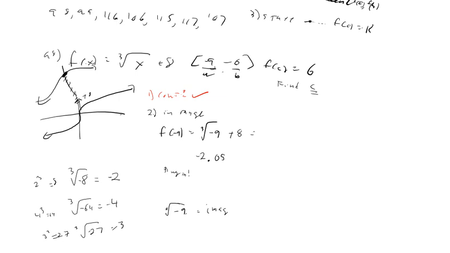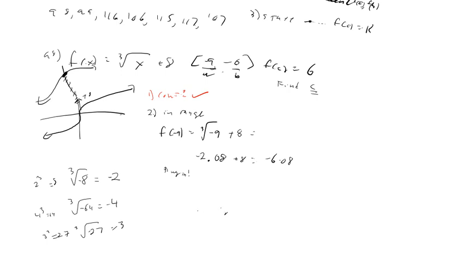So cube root of -9 is -2.08. Thank you, Paradiso. Plus 8, that's going to be 5.92. Yeah? So that's okay. That's our answer. Great. And then we have next, that's the low end.